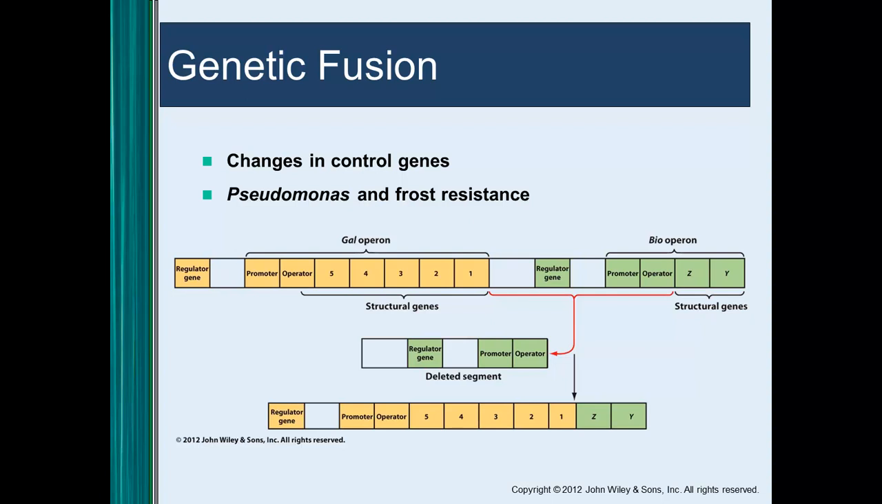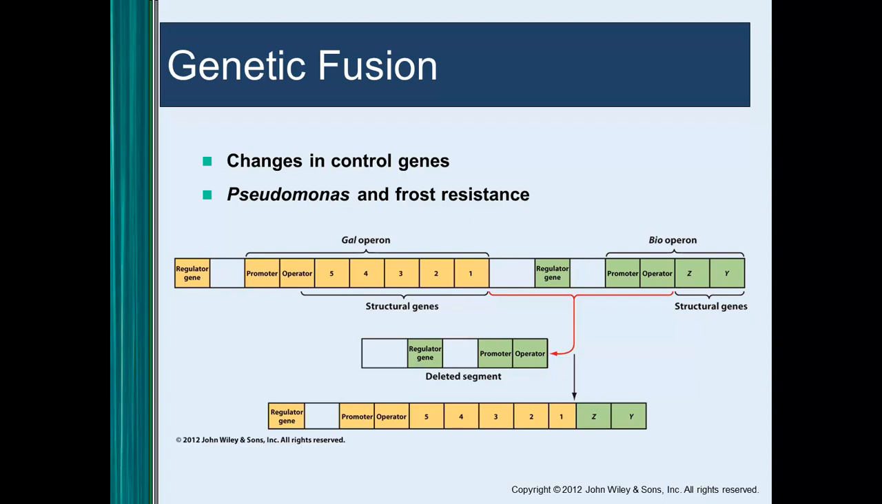Here we're going to discuss 5 techniques of genetic engineering, including genetic fusion, protoplast fusion, gene amplification, recombinant DNA technology, and the creation of hybridomas. Let's begin with genetic fusion. Genetic fusion allows the transposition of genes from one location on a chromosome to another. It can involve deletion of a DNA segment, resulting in coupling of portions of two operons. Here you can see a figure concerning genetic fusion.